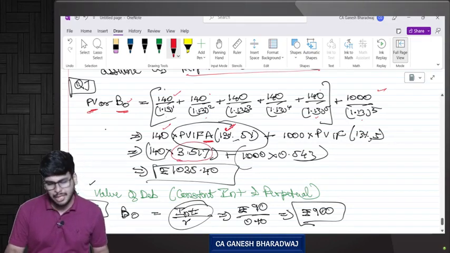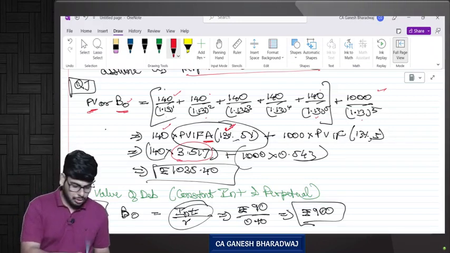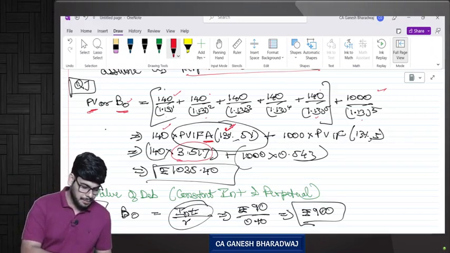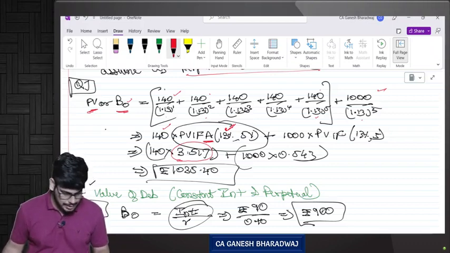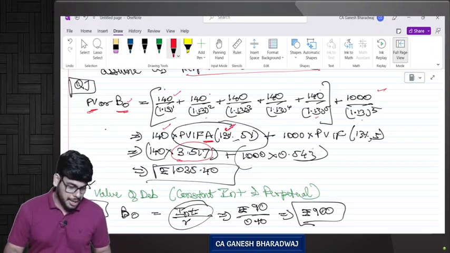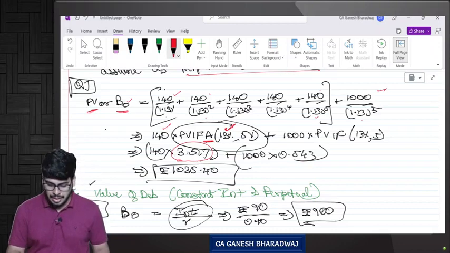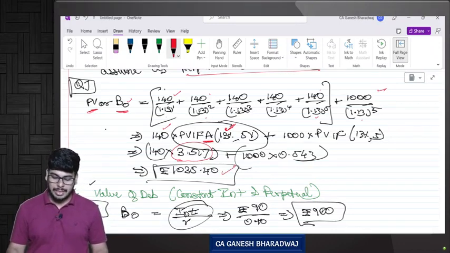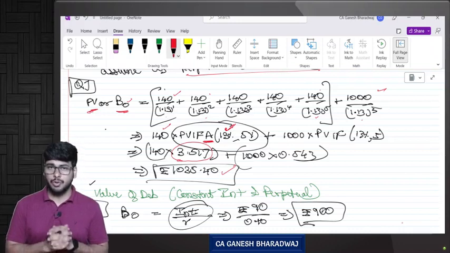And in case of present value interest factor, you can refer to the table, or you can also do it as 1 divided by 1.13. You get 0.5427, approximately 0.543. So 140 into 3.517 plus 1000 into 0.543. If you add the two, you get 1035.40. So that is the current value of the bond, the market price of the bond. Are you clear with this?